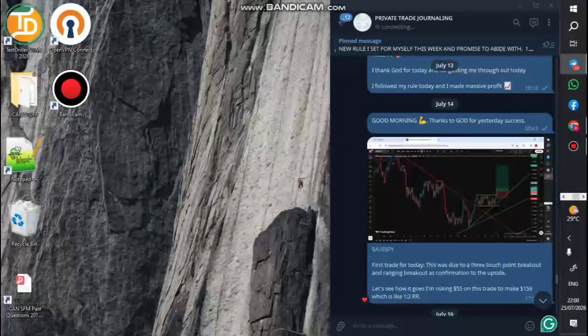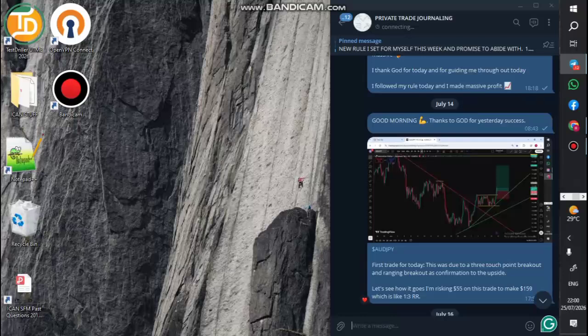So this was another trade I took, right? AUD JPY, first trade for today. This was due to a 3 touch point breakout and ranging breakout as a confirmation to the upside. Let's see how it goes. I'm risking $55 on this trade to make 159, which is 1:3 out.